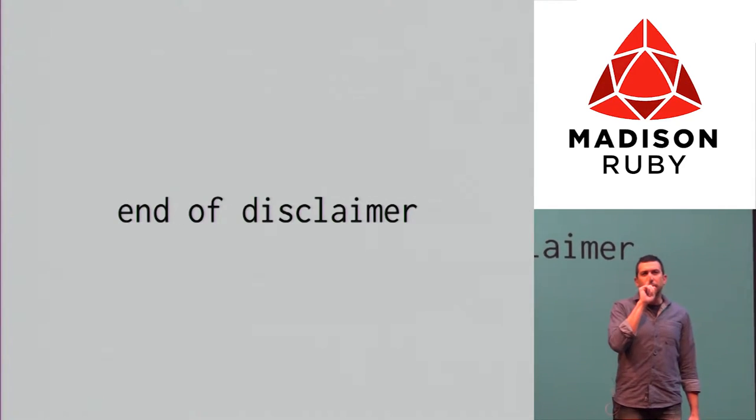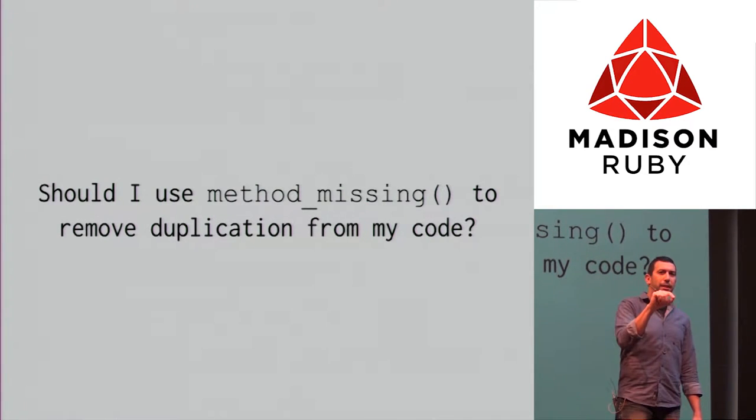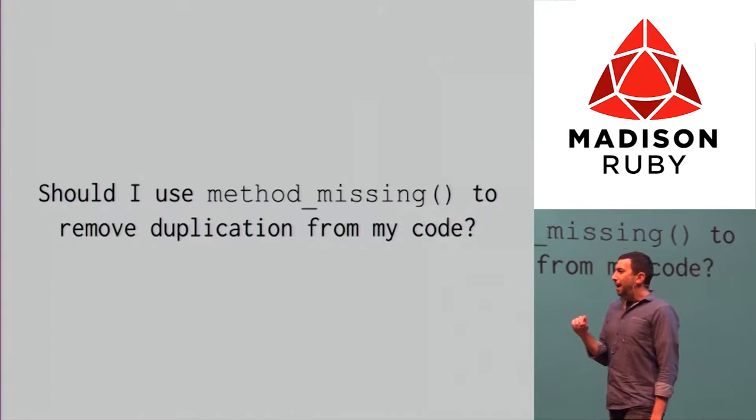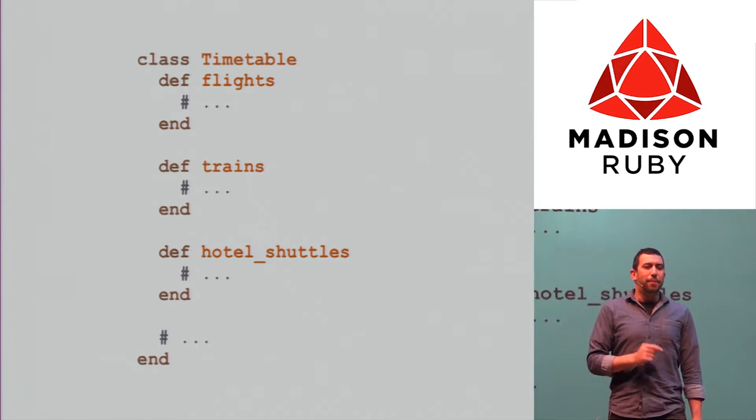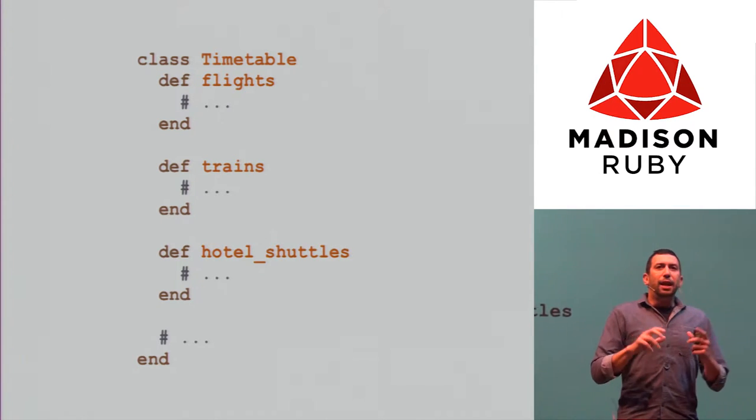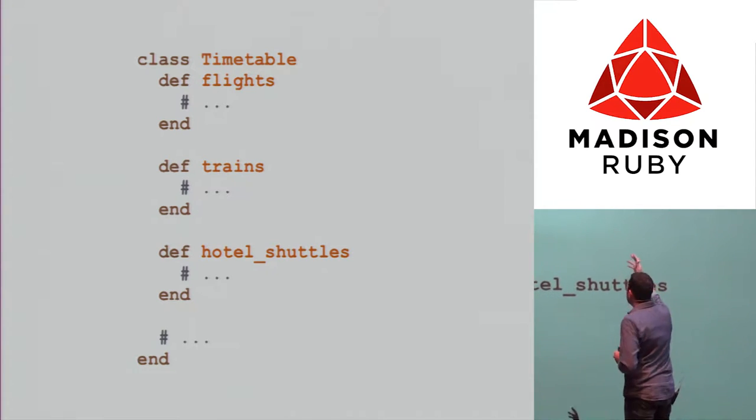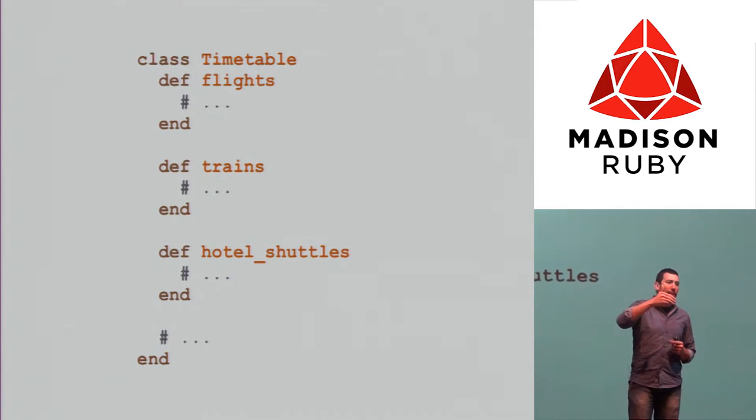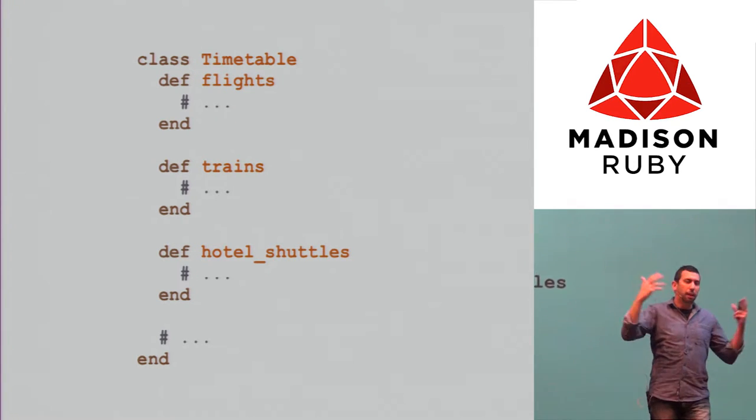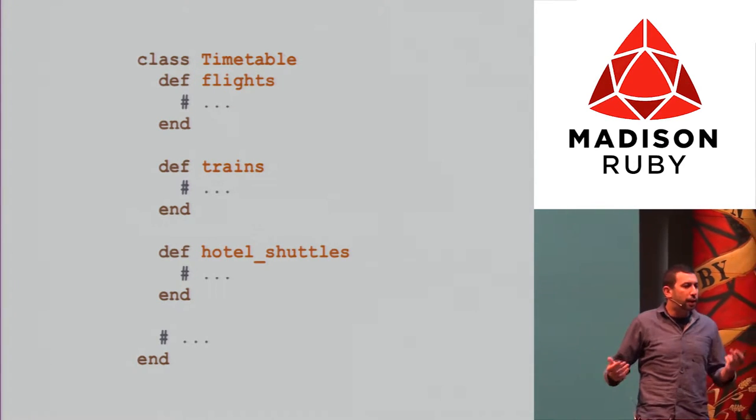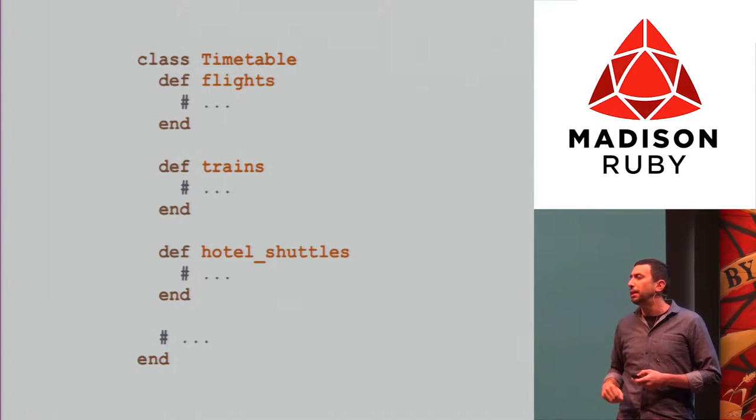End of disclaimer, what I'm going to talk about is using method missing to remove duplication. And let's come up with a concrete example of that. Silly example. I have a class, like this timetable thing, that has a few dozens of methods. For example, flights returns a big string with information about flights, I don't know what. Trains, hotel shuttles, what have you, a number of methods.